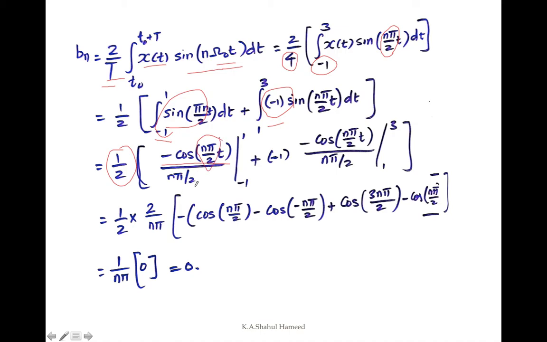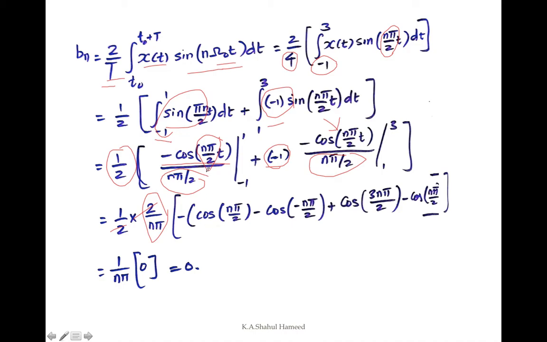divided by the constant term n pi by 2. The upper and lower limit is minus 1 to plus 1, plus we have minus 1 into the same thing, integration of sin n pi by 2 t, minus cos n pi by 2 t divided by n pi by 2. The upper and lower limit is 1 and 3. Now the common term n pi by 2 I am going to take outside, so it becomes 2 by n pi. We can cancel this 2 and you'll get 1 by n pi, and we have four different terms.